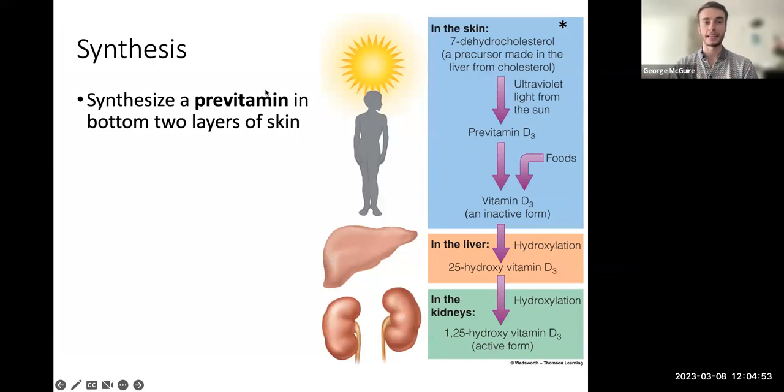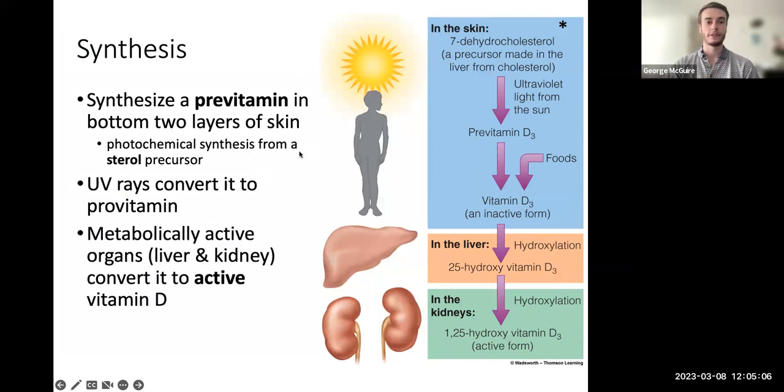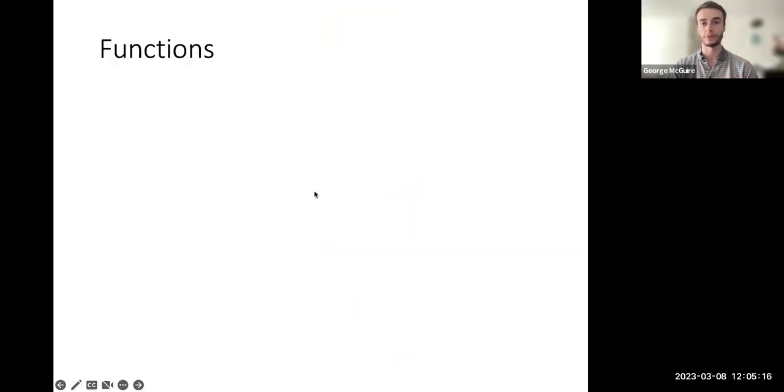So when we can synthesize it, when the sunlight rays are penetrating deep enough, this produces a pre-vitamin in those bottom two layers of the skin. And then it will become active and converted into vitamin D within other organs like the liver and kidney, and then be able to go produce their function.